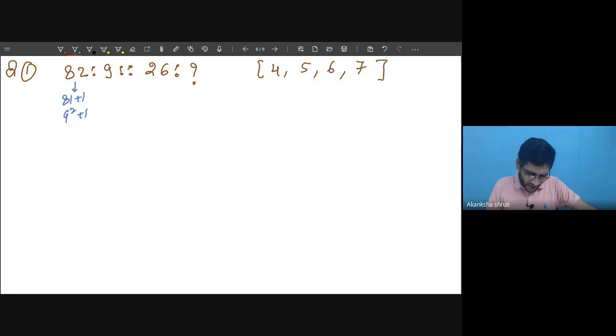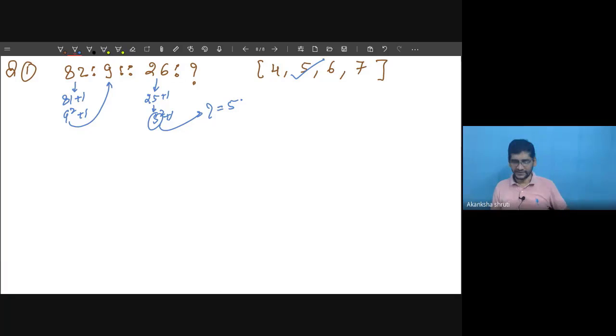So this way we observe that this was 9, it was like this one. In similar fashion we have to think, it is like 25 plus 1. So this is nothing but 5 square plus 1. So whatever this is equals 5. So 5 is the answer. Okay, it was this one.